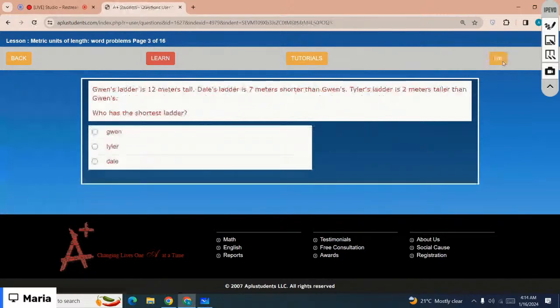Wen's ladder is 12 meters tall. Dale's ladder is 7 meters shorter than Wen's. Taylor's ladder is 2 meters taller than Wen's. Who has the shortest ladder? Which is the correct option?